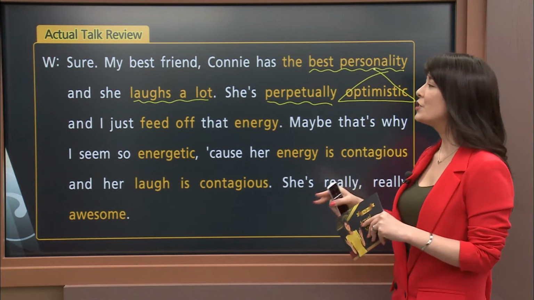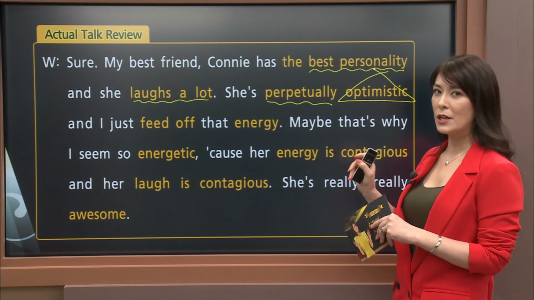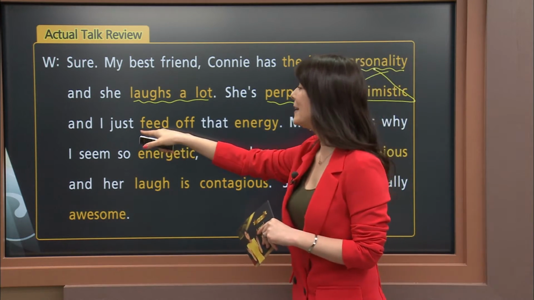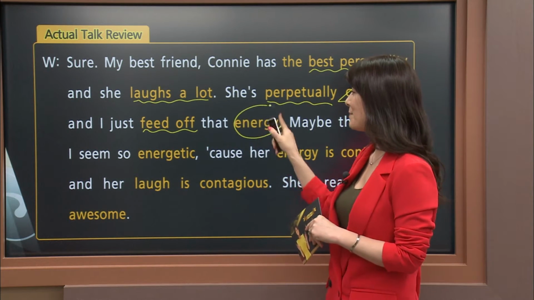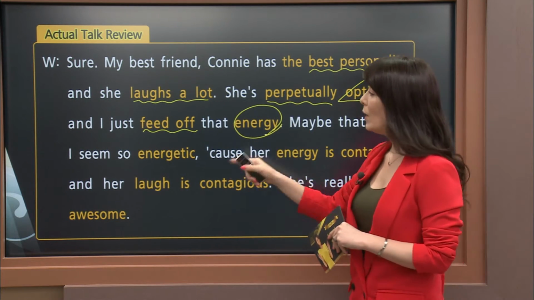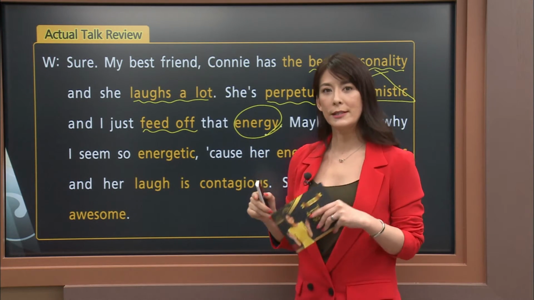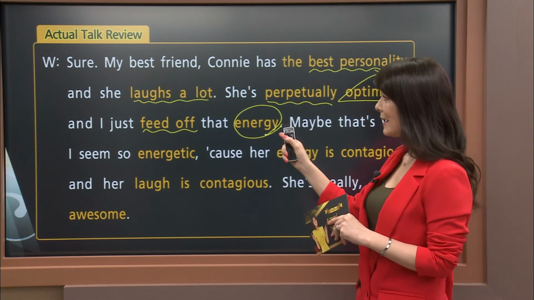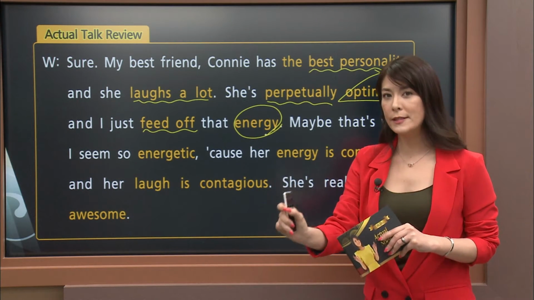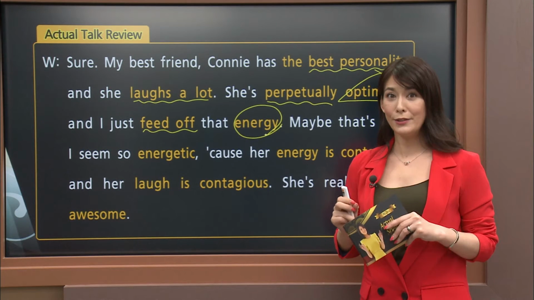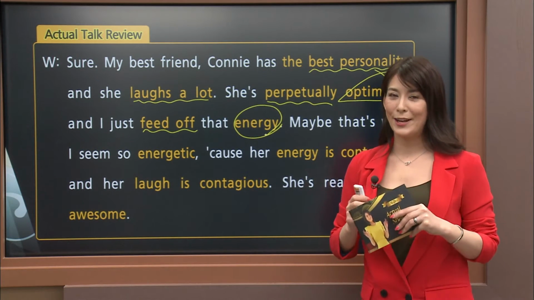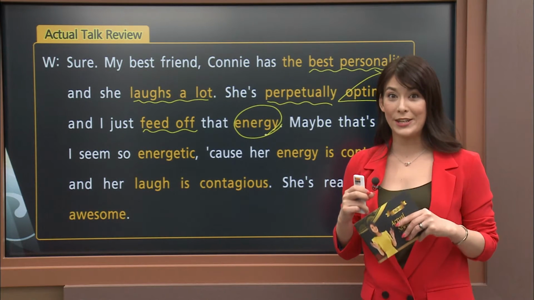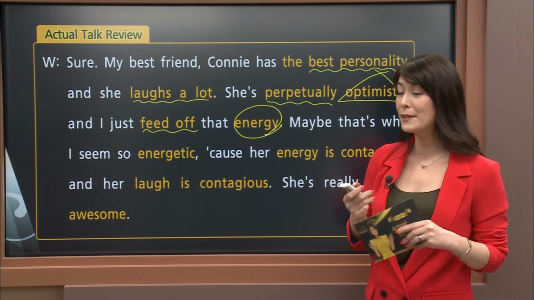So simply put, she's always optimistic. She's optimistic all the time, okay? And I just feed off that energy. Energy we all know. What does feed off mean? Of course, animals can feed off something, which means to eat. In this case, if you say that you feed off some kind of energy, it means you absorb that energy. You eat that energy. So that energy becomes your energy. You gain more energy from this person.